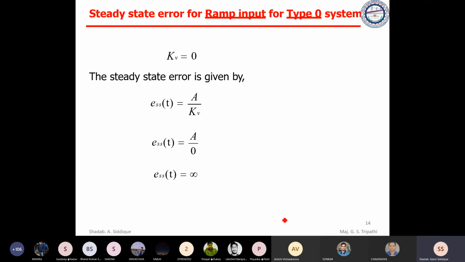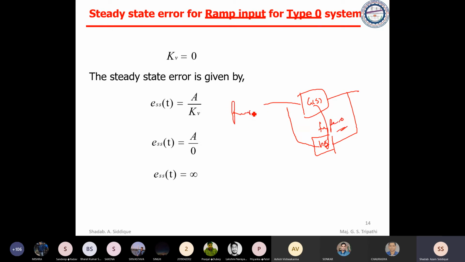If the system is type 0, this is the block, and this into the open loop transfer function G(s) into H(s), the OLTF, is type 0, and we are applying a ramp input. So what will happen if we apply a ramp input? Then we'll get infinite error. The error will be infinite for a type 0 system.